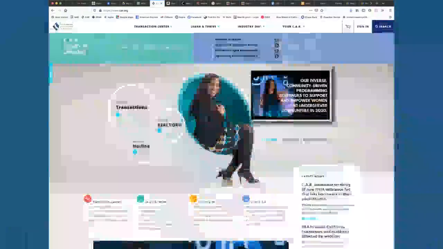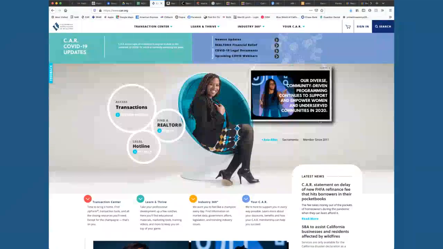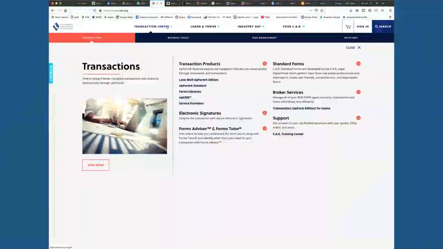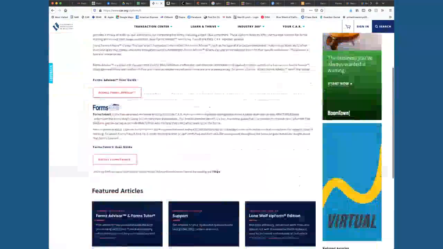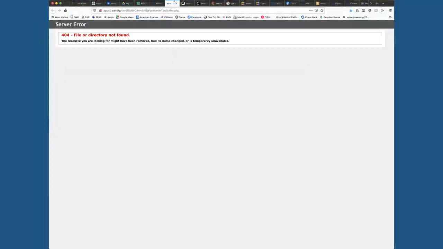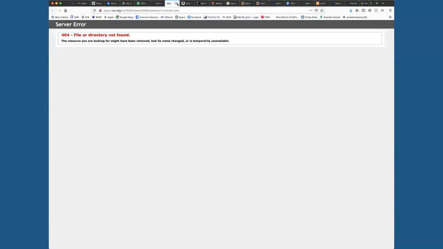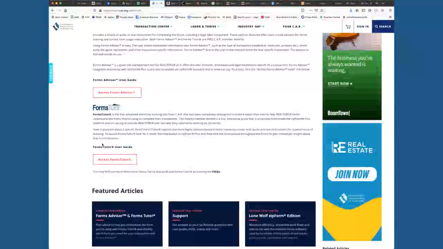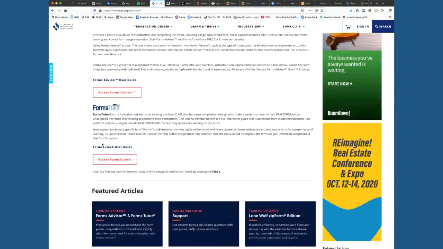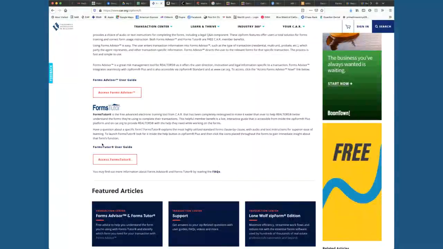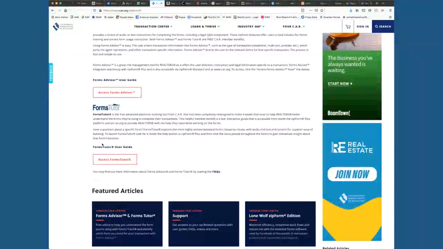So here, you should be seeing California, car.org, the homepage. And I want to point out, you go to Transaction Center, and you go down here to Forms Advisors and Forms Tutor. Then we're going to go to Forms Tutor. And a couple of things I want to point out on here. Let me try that again. Oh, it's not going to do it. Anyways, go to Forms Tutor, and there are some, they're not all of the forms, but some of the forms are there, and they explain to you what the form is and answer some questions about specific areas of the forms. I wish I could show you it, but unfortunately I can't.